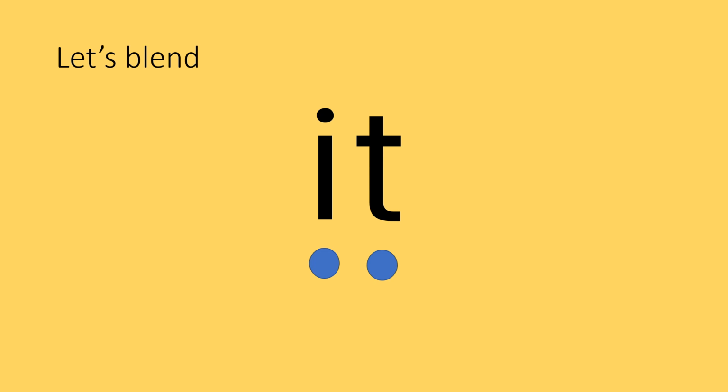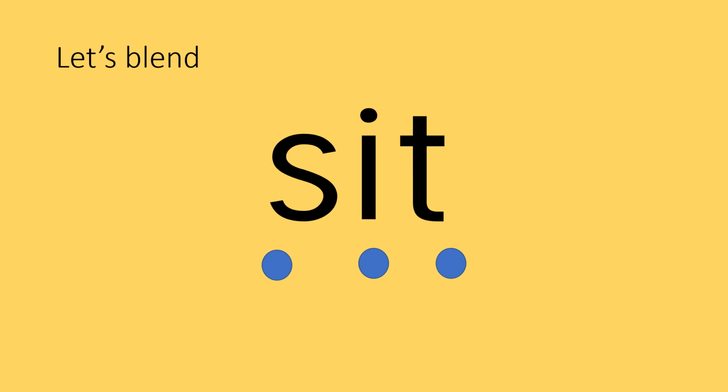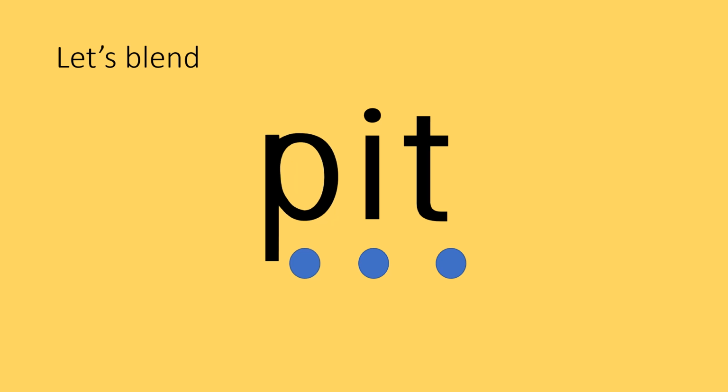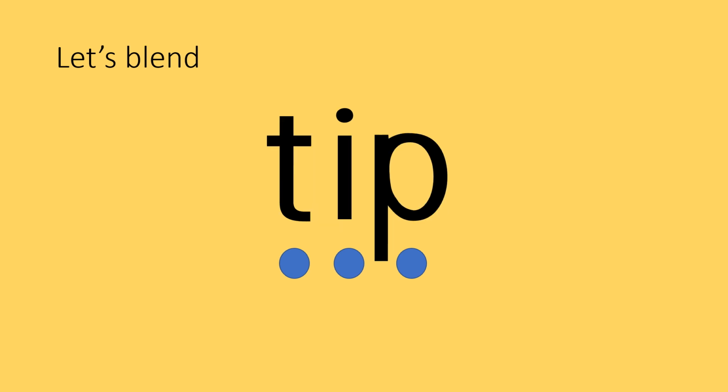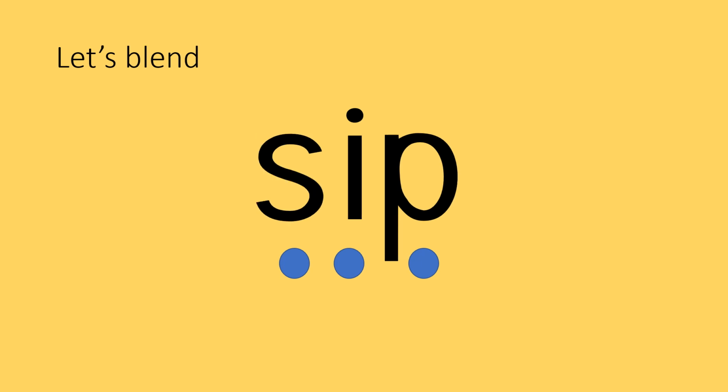Right, here we go. Can we do this one? It. It. And after each of these, you might want to pause the video so you can have a practice at reading them. S-at. Sat. S-it. Sit. P-it. Pit. T-ip. Tip. P-ip. Pip. S-ip. Sip.